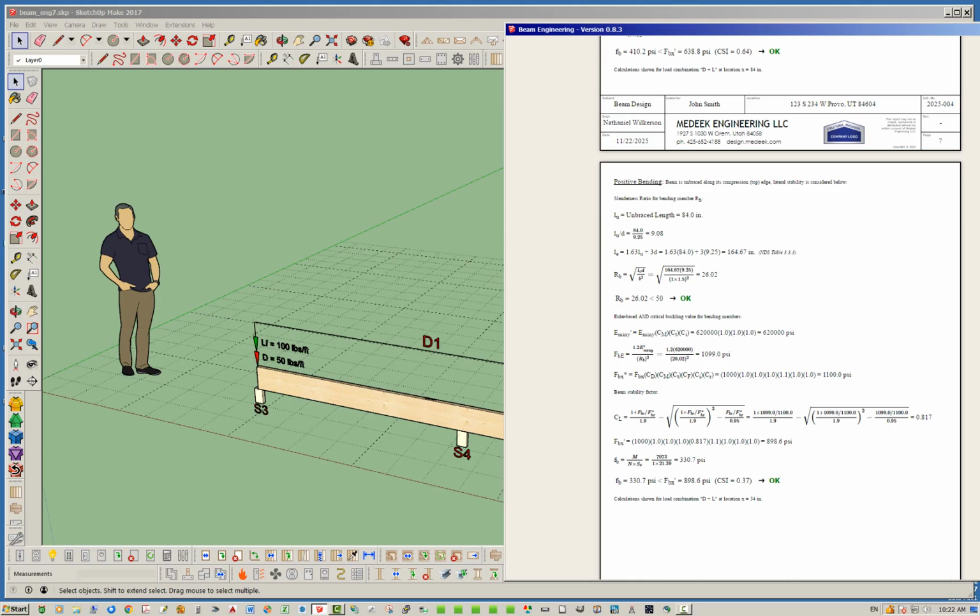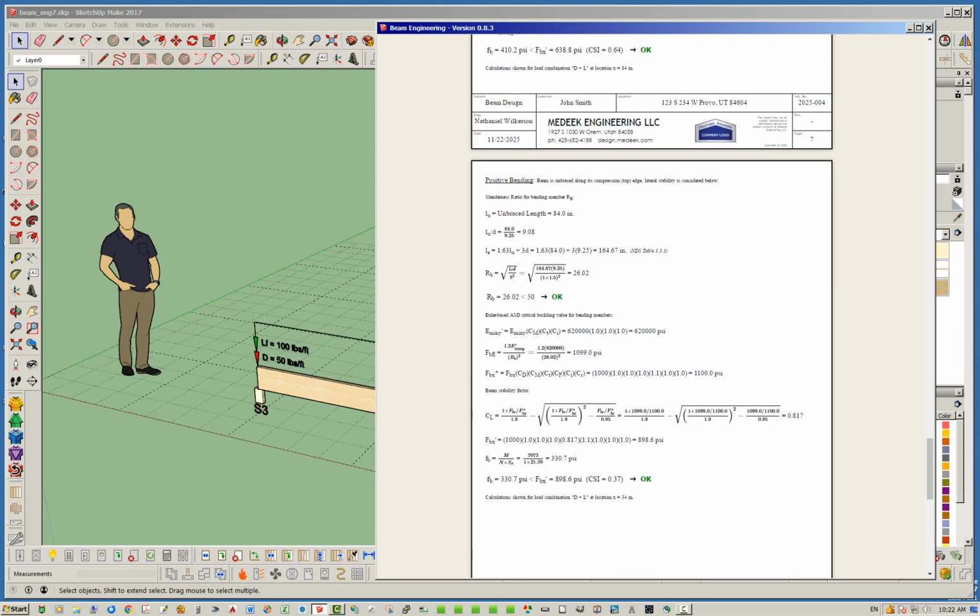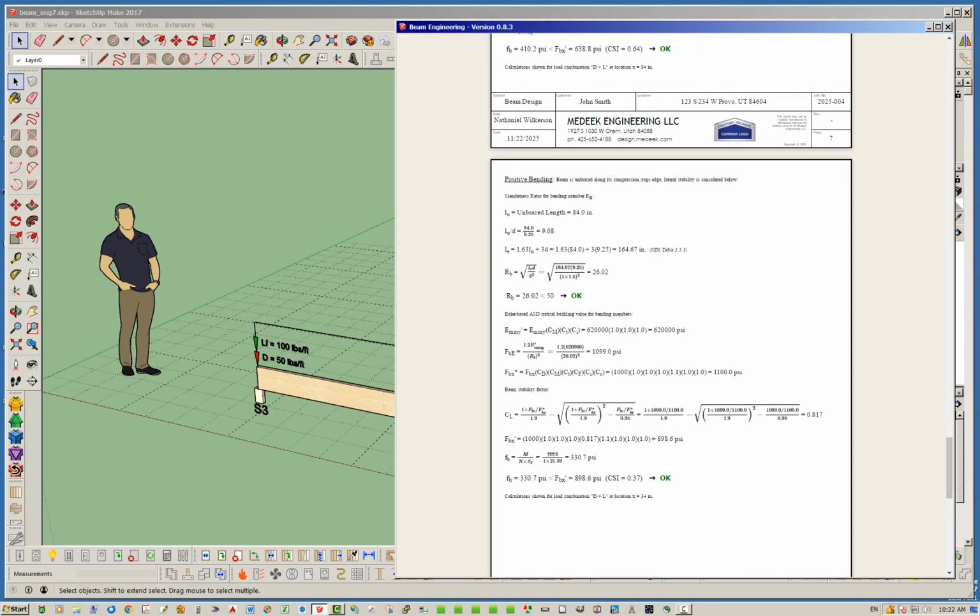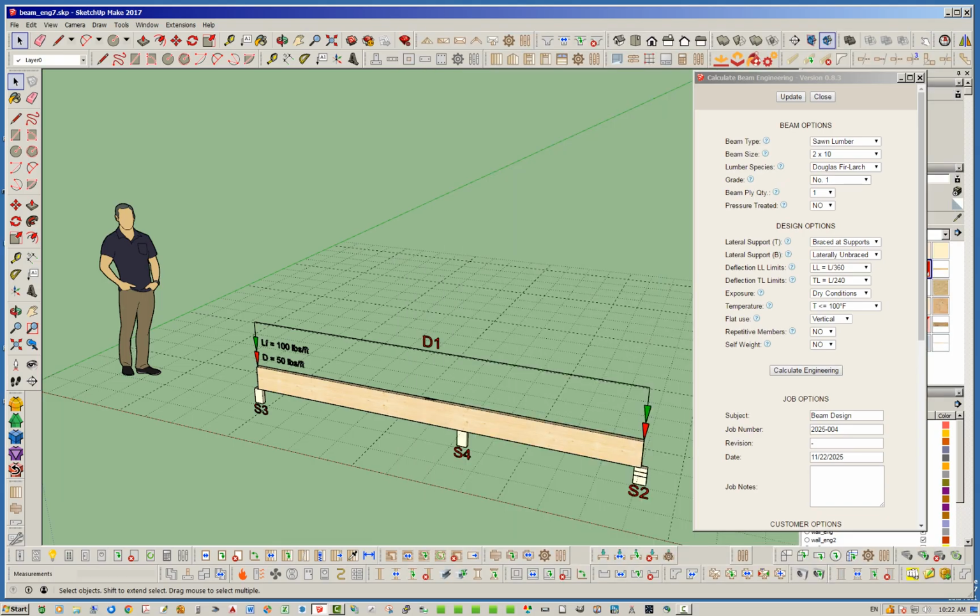Now, if we set this to unbraced, it will then use the full 144 inches of the full beam span, right? So you have that option. You can set bracing at the supports, so you basically have bracing along the top edge along the supports, or you have full lateral bracing or laterally unbraced.